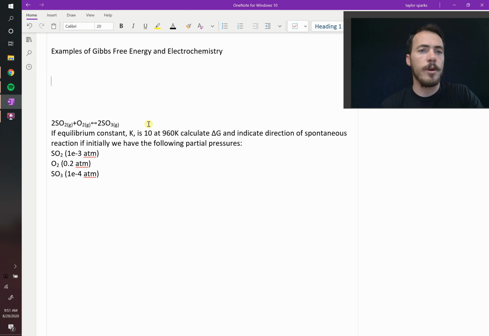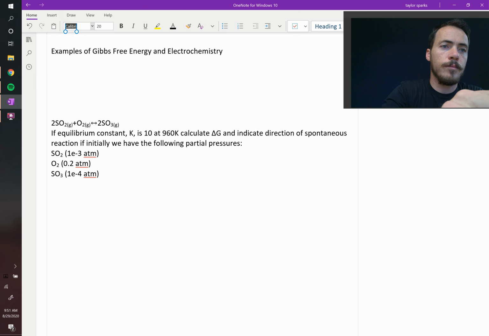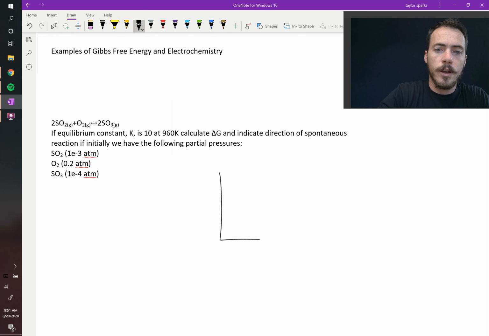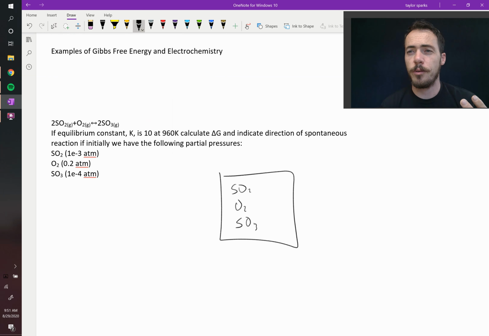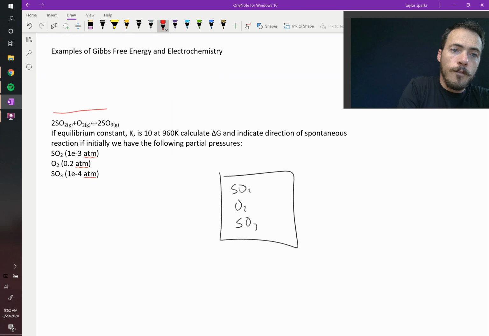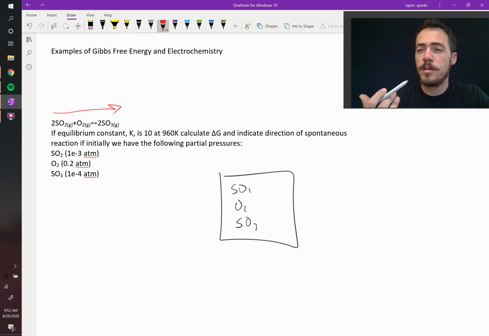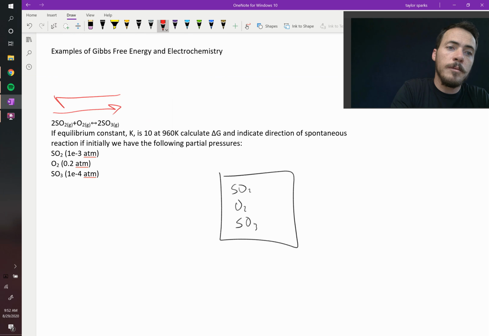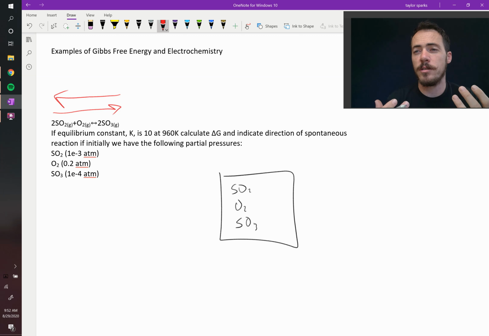So inside your reaction vessel, we've got SO2, we've got O2, and we've got SO3, and we're given partial pressures of all three of those things. What it wants us to know is, under that snapshot condition, is the reaction going to proceed forwards and create more SO3 molecules, or will it proceed backwards and decompose SO3 molecules to form the other two reactants, right? So how do we do this?